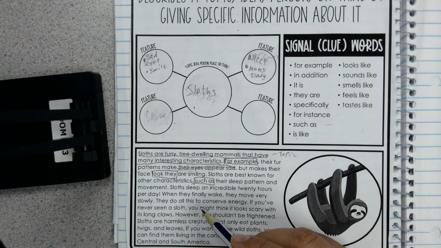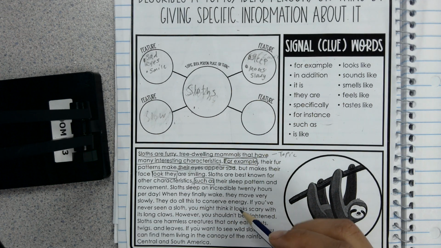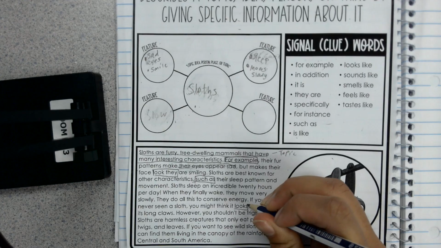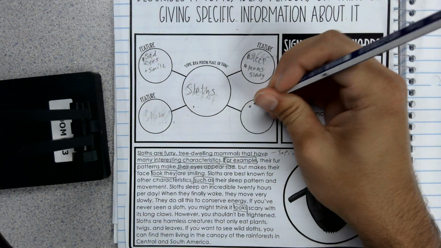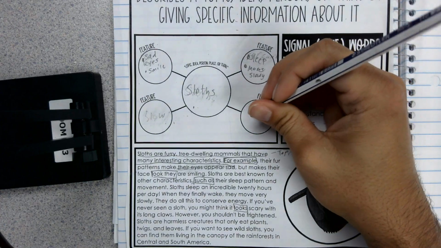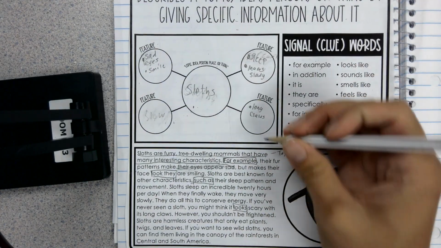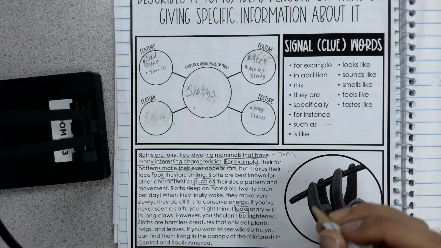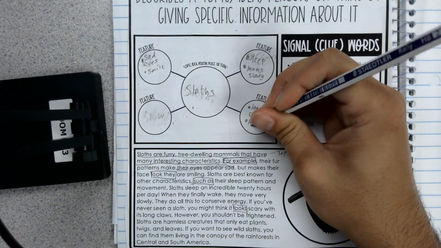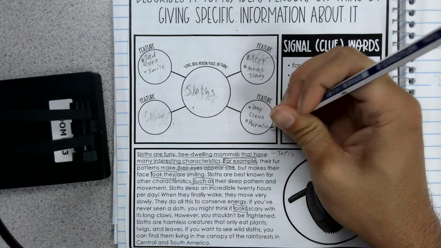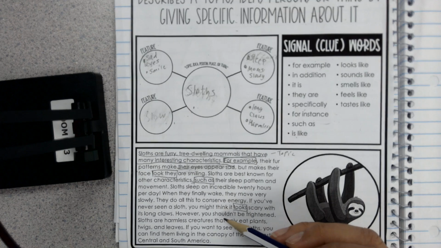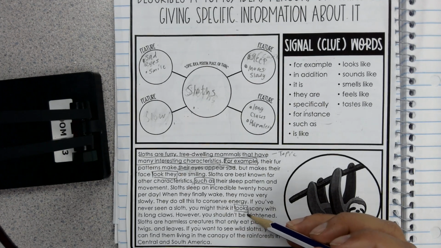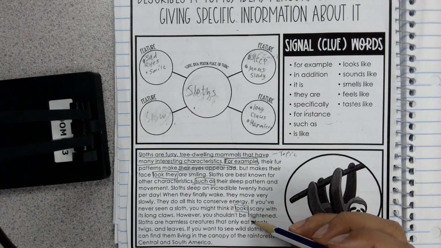Let's see what else it talked about. Oh, it talked about its traits. So another one again is it talks about the looks again. Long claws, right? But it also warned us that these long claws, they're not going to attack. They're harmless, right? So they do have their long claws.